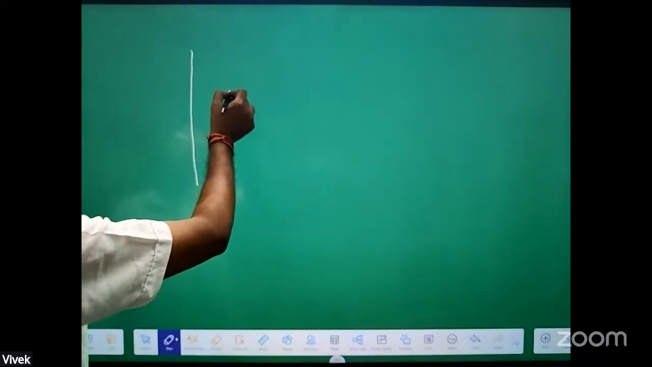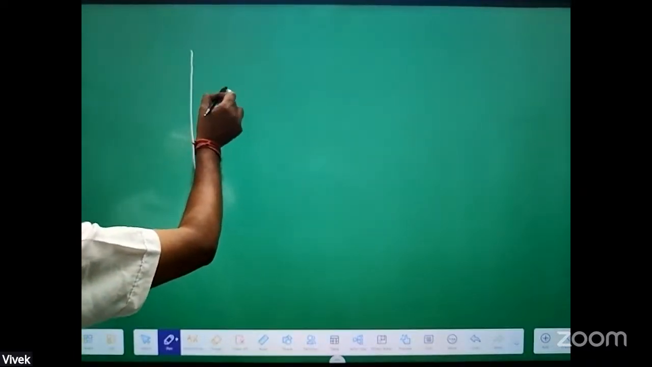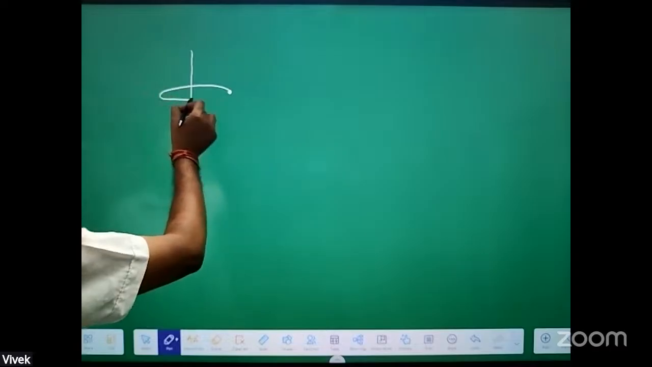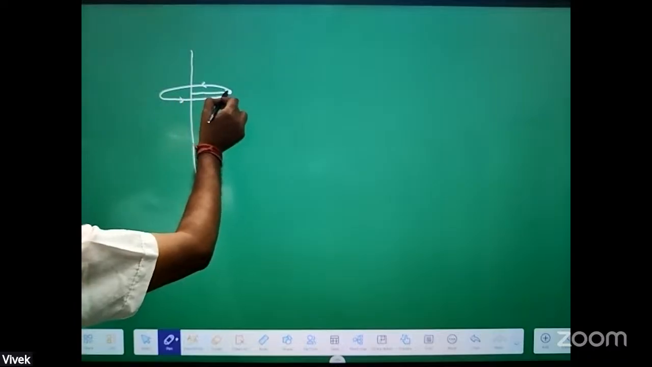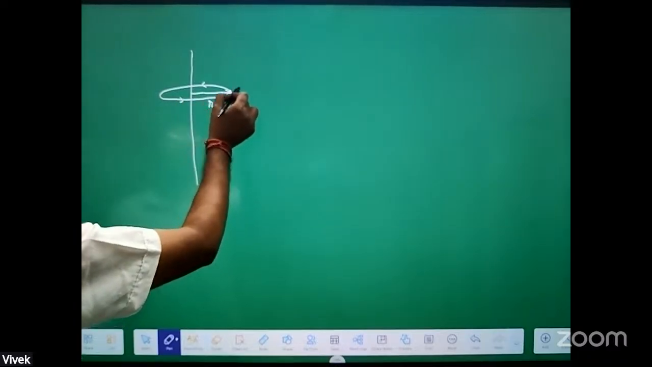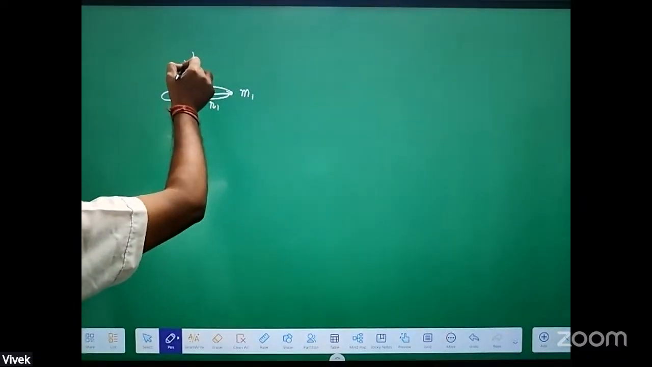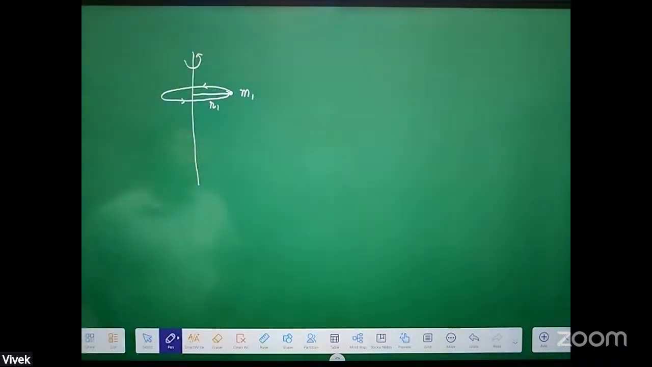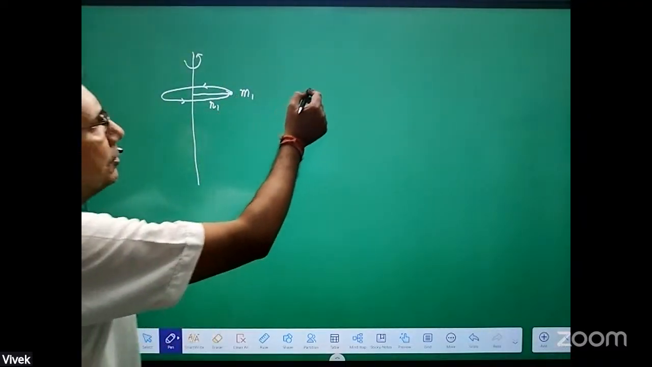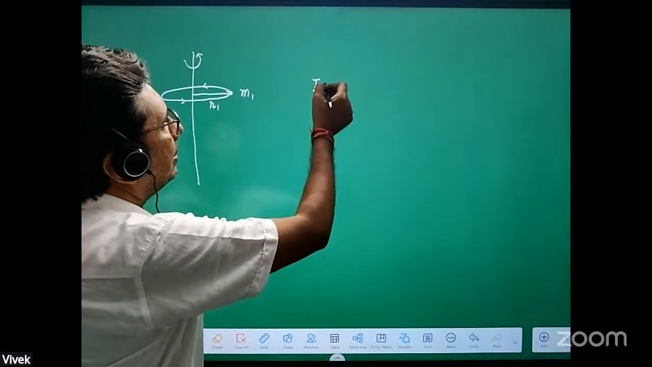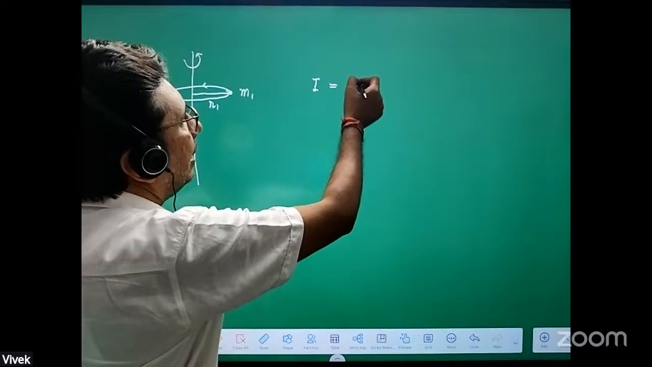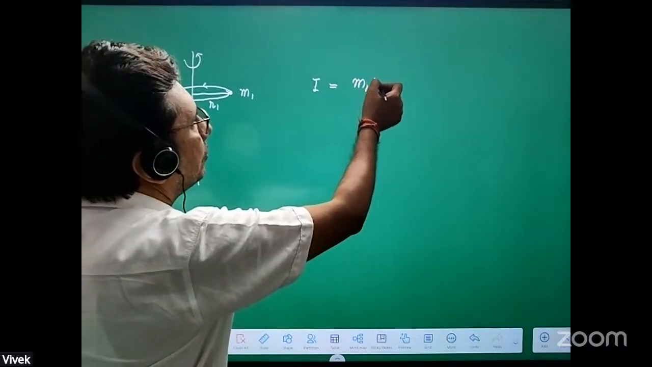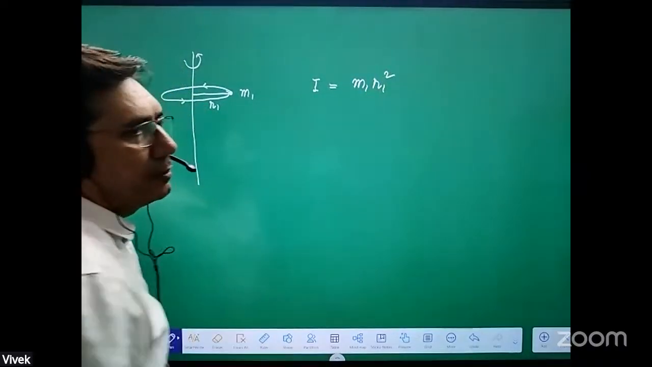So here, if you are having this axis of rotation, and this is a mass particle rotating like this, and this is R1, mass is M1. Then the moment of inertia of this system I will be M1 R1 square.